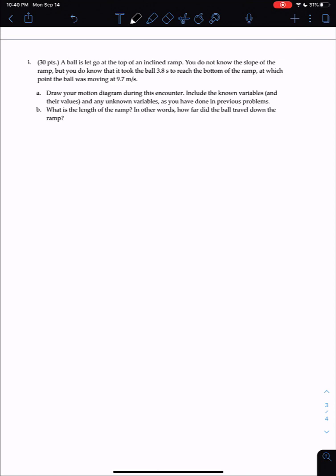In this problem, we have a ball rolling down an inclined ramp. We don't know the slope of the ramp, but we do know some information. So we're going to start with our motion diagram for this encounter.